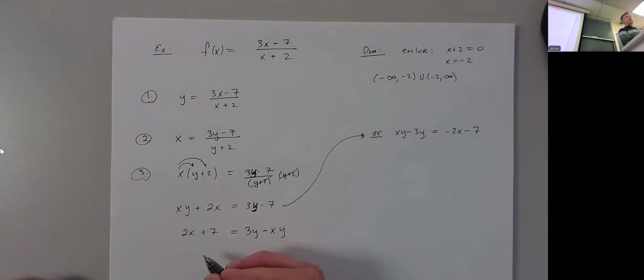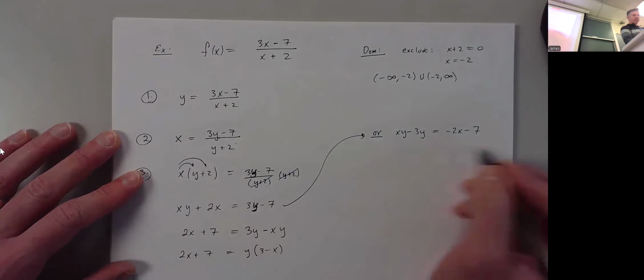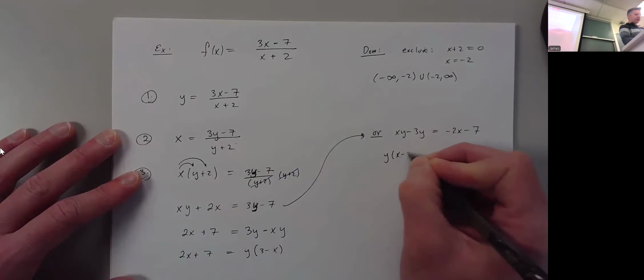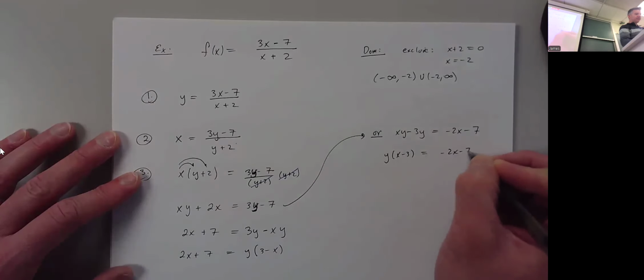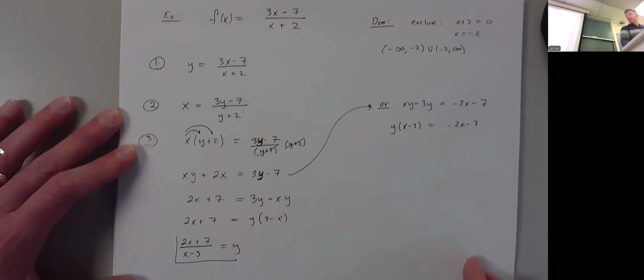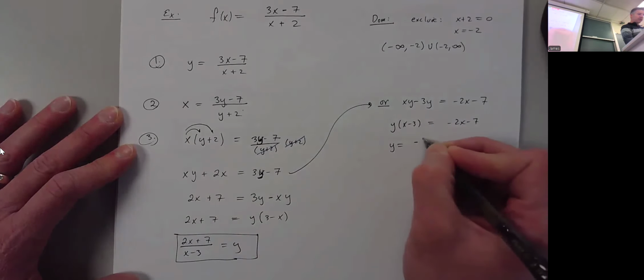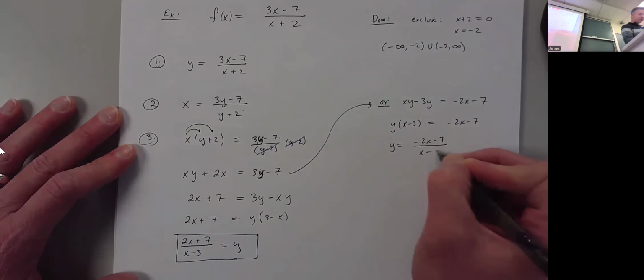In either case, whichever side has the y's on it, we're going to factor out y. So we're going to have 2x plus 7 equal to y times 3 minus x. Or if you went this way, y times x minus 3 equal to negative 2x minus 7. Finally, divide both sides by whatever is multiplying y. So 2x plus 7 divided by x minus 3 is equal to y. Or over here, y is equal to negative 2x minus 7 divided by x minus 3.